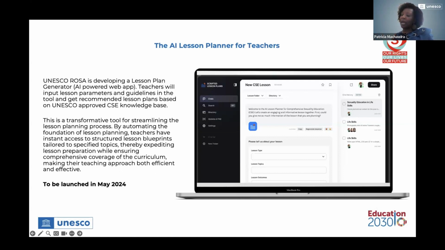delivery. So the AI lesson planner for teachers automates the foundations for lesson planning, and through that, teachers have instant access to structured lesson blueprints, which are tailored to specific topics, thereby helping them with the lesson preparation while ensuring that we are comprehensively covering the curriculum and making the teaching approach both efficient and effective.